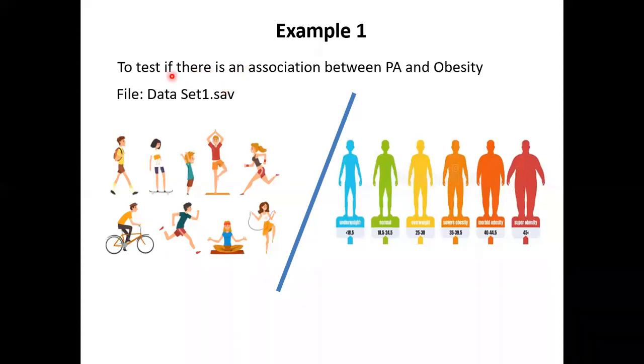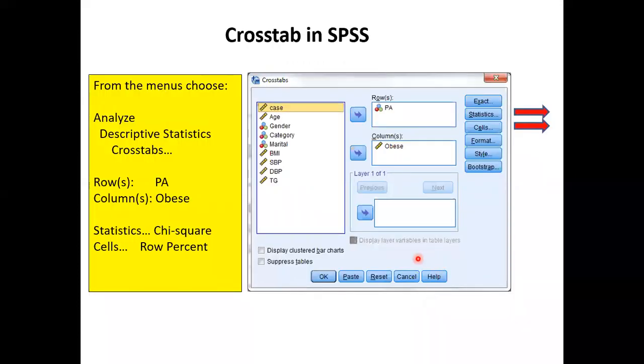Example here. Is there an association between physical activity and obesity? Physical activity, is it qualitative? Yes, type of exercise. Obesity, is it qualitative or quantitative? But they already categorized it, right? So it should become ordinal data, so it's no more quantitative. So both are qualitative data. So follow this instruction. Very simple, straightforward analysis.